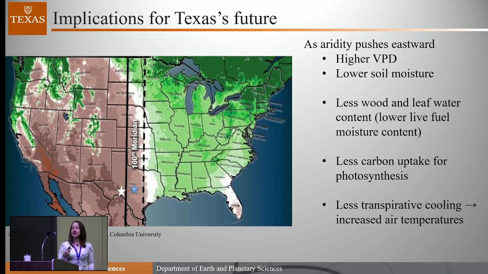Well, that means we can expect higher vapor pressure deficit or atmospheric demand, so more fire weather, lower soil moisture, which means we can expect drier vegetation, so less live fuel moisture content, but also that we can expect less carbon uptake for photosynthesis, which means higher atmospheric CO2. And if we think about transpiration as a cooling process, because it takes energy from the atmosphere to evaporate that water, we increase air temperatures because that energy has to go someplace else. So we see lots of interesting feedbacks and phenomena that we'll continue to experience as we look towards the future.